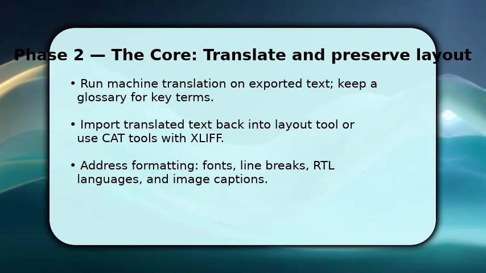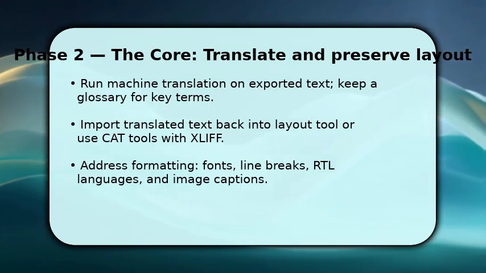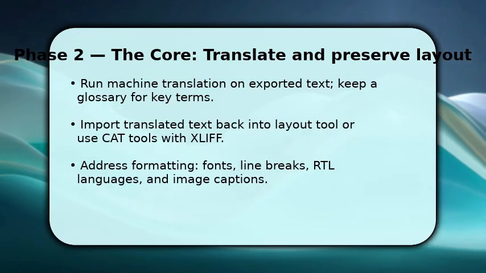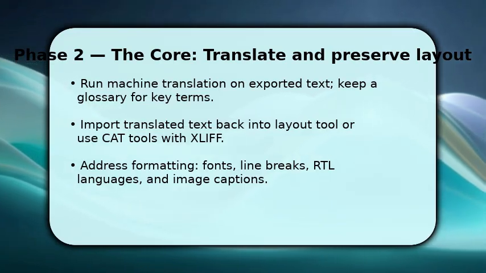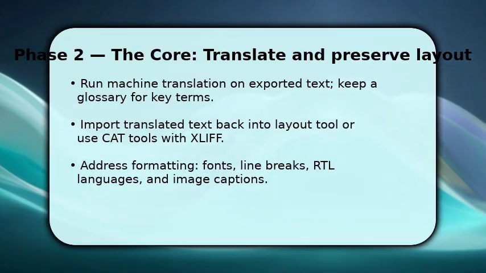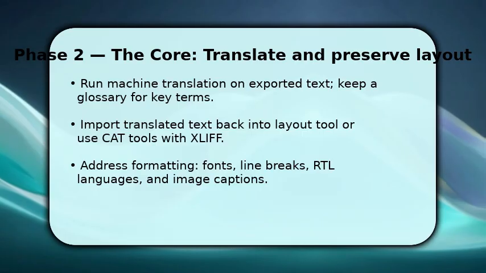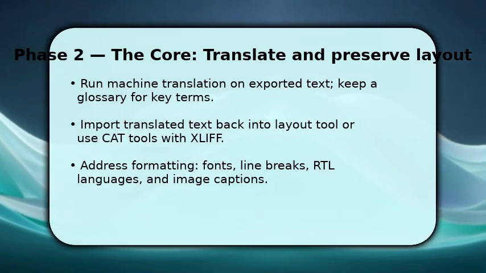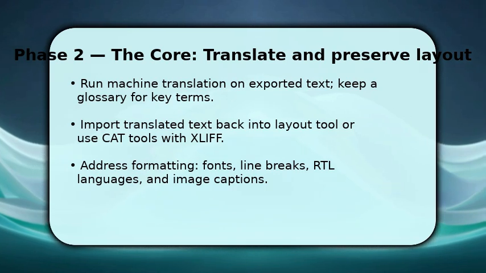Then use a CAT tool or your layout editor to import the translated xlif or docx, making sure text frames and styles match the original. Pay attention to right-to-left scripts, expanded string lengths, and image captions. This step reduces reflow issues. You'll fix visual displacement and keep the document faithful to the source before final review.